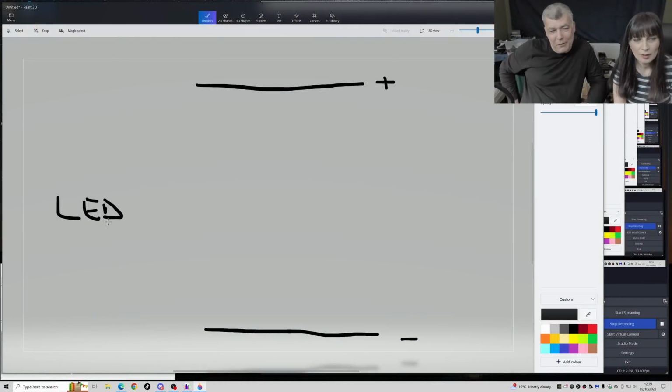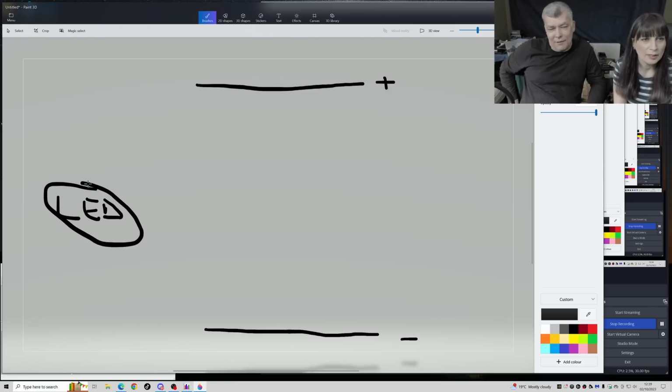I want the symbol of the LED. Forget about the symbol? No, you can't forget about the symbol. Yes, the symbol is sacred. So this is an LED. Here you have a resistor. Boom. Then wait.